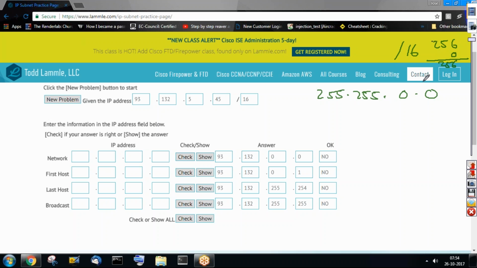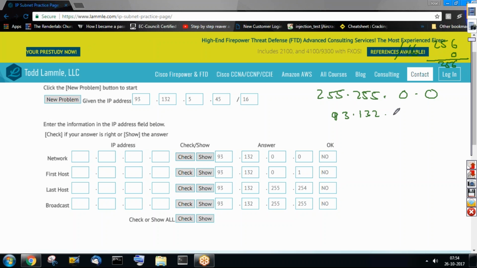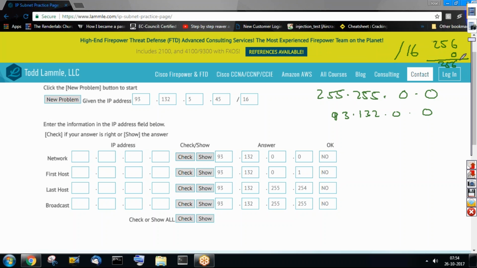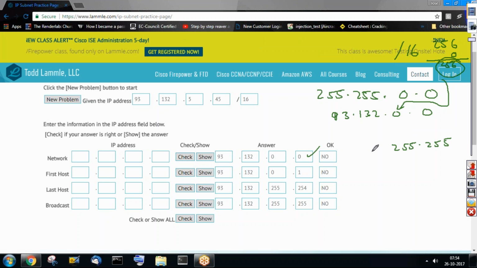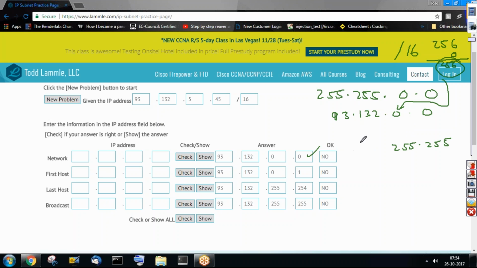So now I have to say 93.132.0.0. Take the block size and add it here. So 0 plus 256, that gives 255.255. That is where I went wrong. Block size, I skipped that part. Really overconfident.